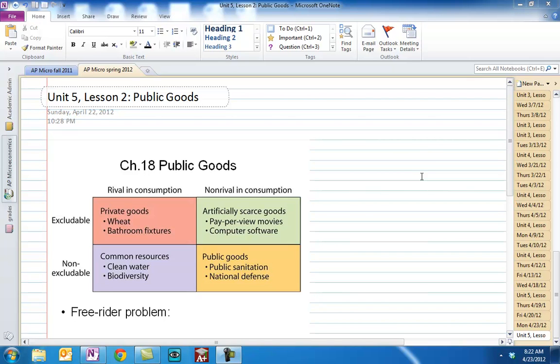Welcome to Unit 5, Lesson 2. The topic for today is what's called public goods.